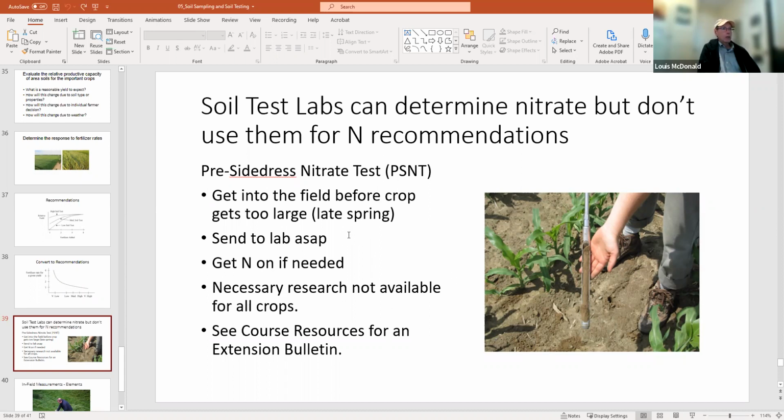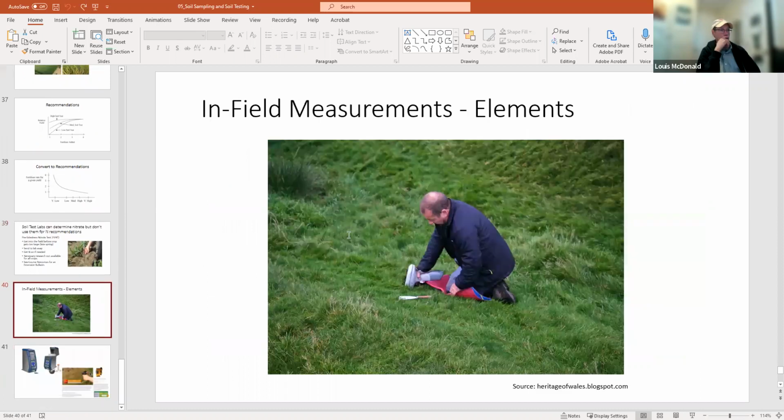And then there's another one called the late season stalk nitrate test. There's also an extension bulletin on that in the course's resources section if you're interested. So the pre-sidedress is a soil test. The stalk one is a plant test. So again, I just want to talk to you a little bit about in-field measurements.